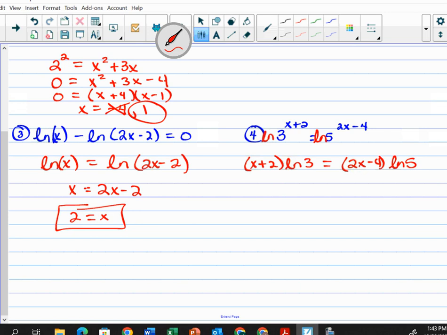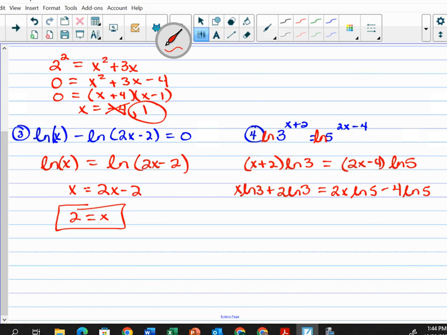So I'm going to have x times natural log of 3 plus 2 times natural log of 3 equals 2x times natural log of 5 minus 4 times natural log of 5. Are you with me there? Yes. Okay. What are we solving for?